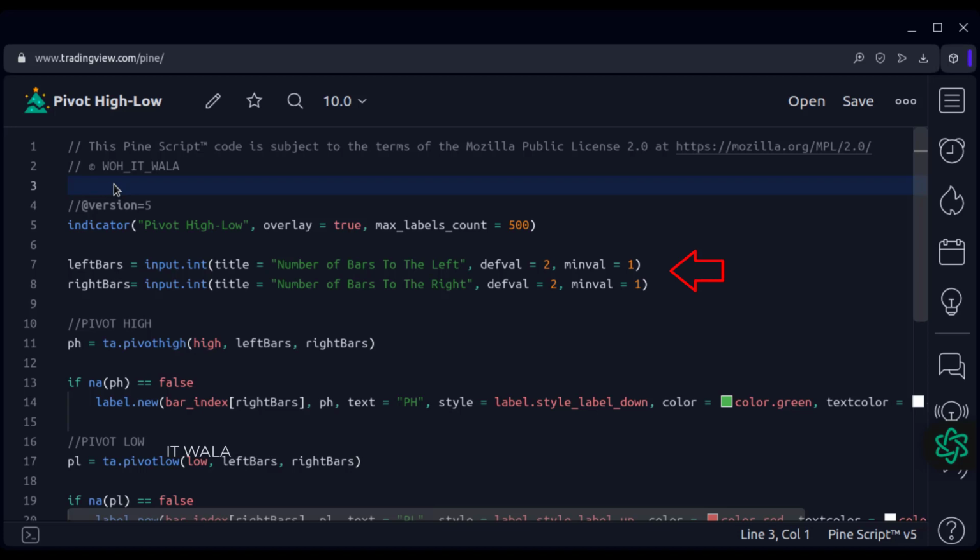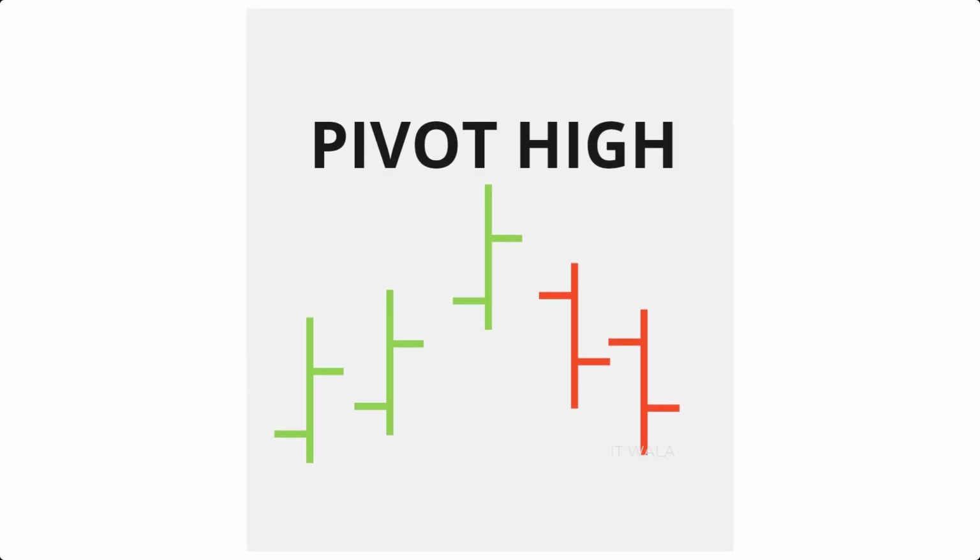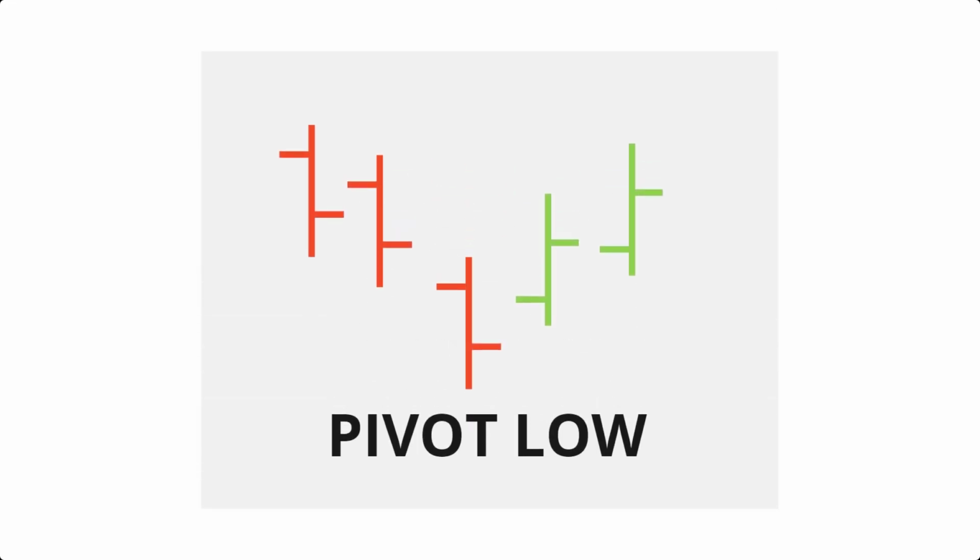First, we take the user inputs for the number of candles to the left and right side of the respective pivot high low point. The default values are set to 2. So this is how the pivot high will be calculated. The code will check if the current candle is higher than 2 candles to its left and 2 candles to its right. Similarly, it will work for the pivot low. The code will check if the current candle is lower than 2 candles to its left and 2 candles to its right. Let's continue the code.